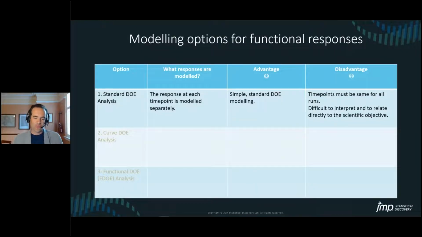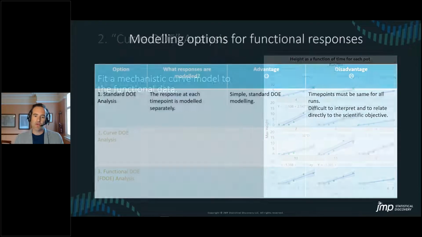The advantage here is that it's simple, standard modeling, but the disadvantage, again, is that we need aligned time points, which was trivial in this case. That was easy enough to do, but won't always be the case. And it's making it harder to interpret, make sense of what's really going on, and relate that to our real scientific objective. So let's look at curve DOE analysis, or what you might call hybrid modeling.